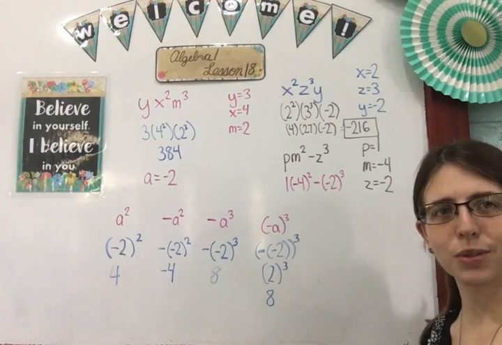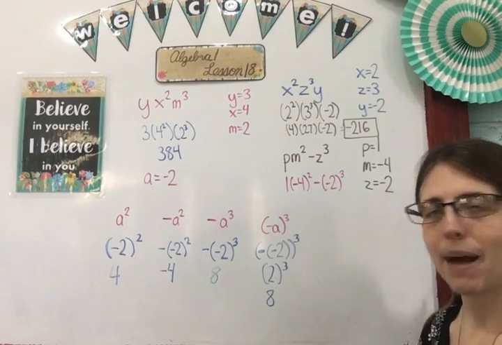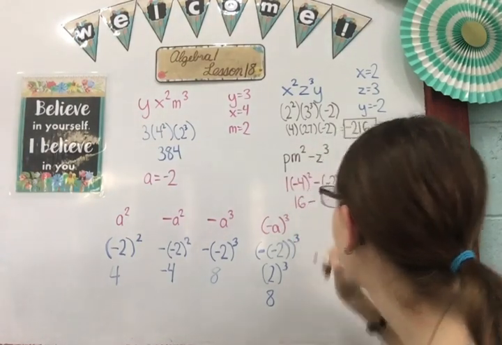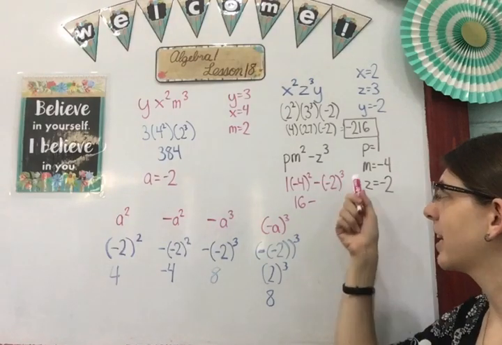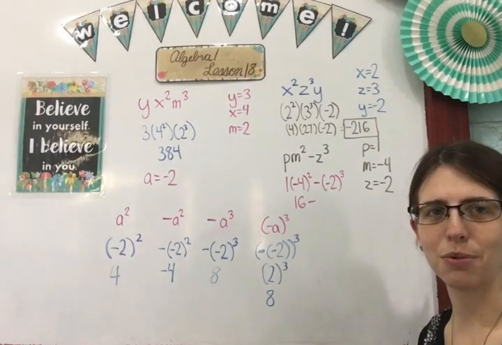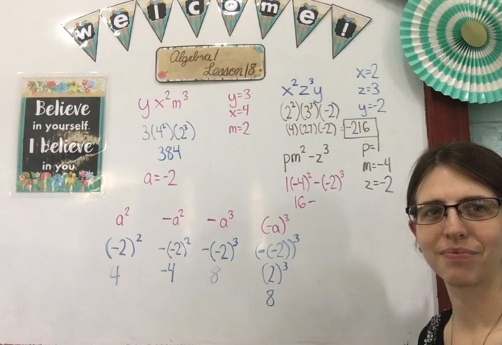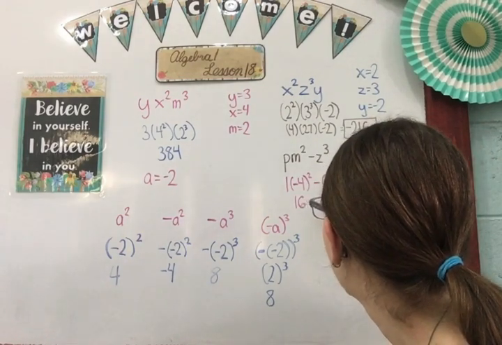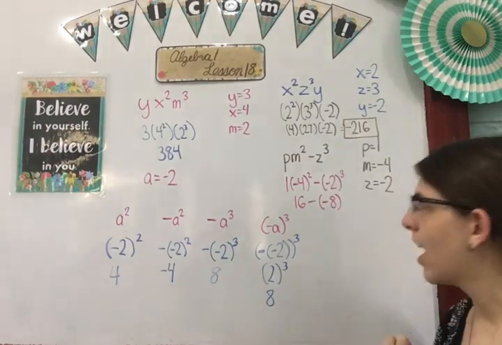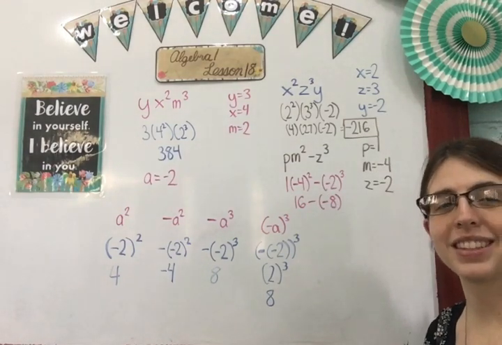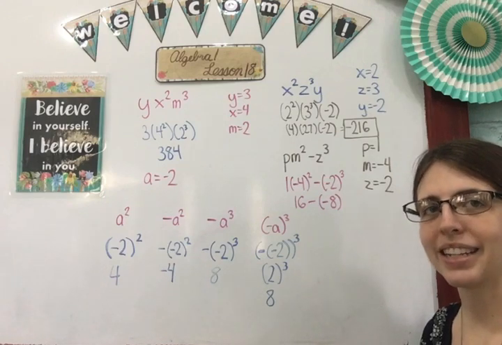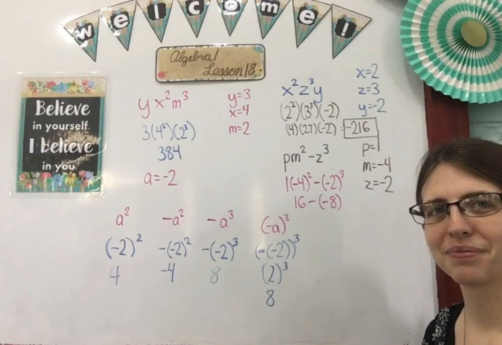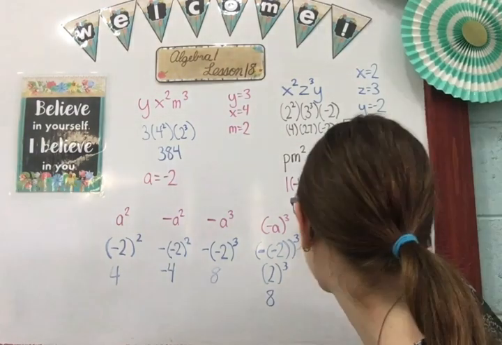What is negative 4 squared? Positive 16. So I have positive 16 minus negative 2 cubed. What's negative 2 cubed? Negative 8. So I have 16 minus negative 8. When I subtract a negative, remember that's the same as adding. So 16 minus negative 8 is the same as 16 plus 8, which is positive 24.